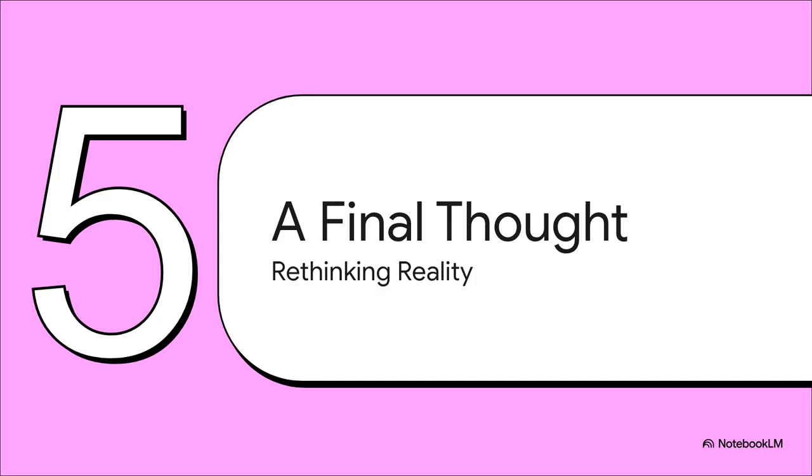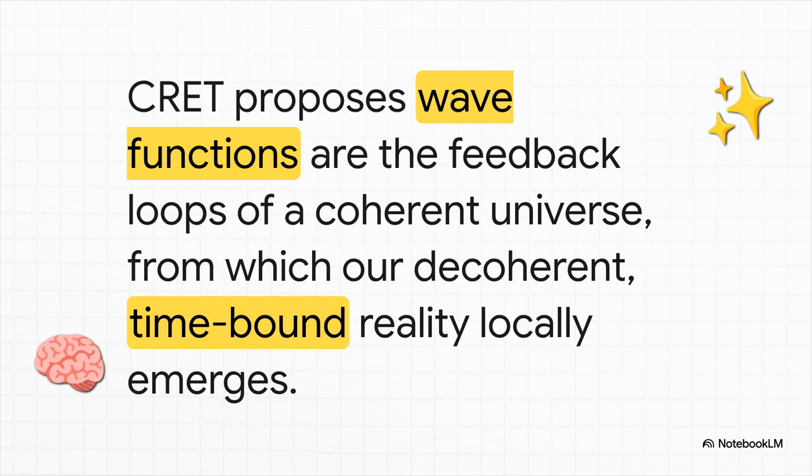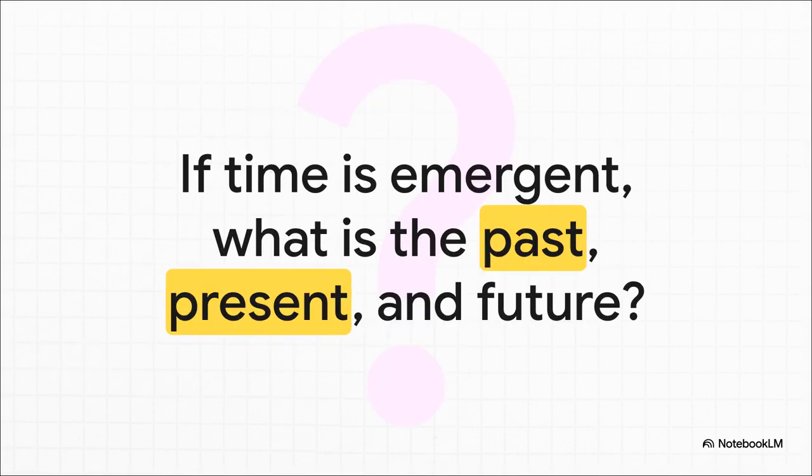So let's just pause for a second and think about the profound takeaway here. This offers a completely new way to think about feedback, coherence, and the very nature of time itself. So, to wrap this all up, CRET theory puts forward this incredible idea that our universe at its core is a coherent quantum system. It's sustained by feedback loops that are the wave function. And our messy, classical, time-bound reality, well, it's just what happens when small parts of that perfect system break down and decohere.